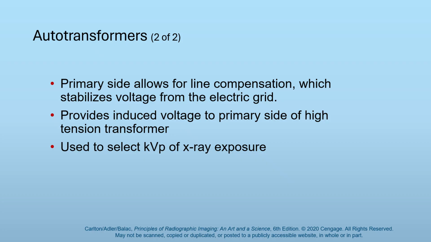The output voltage for the auto transformer heads nearly directly to the high voltage or high tension transformer to be stepped up into kilovolts. So by selecting our output voltage on our auto transformer, we're effectively selecting kilovoltage across the X-ray tube.